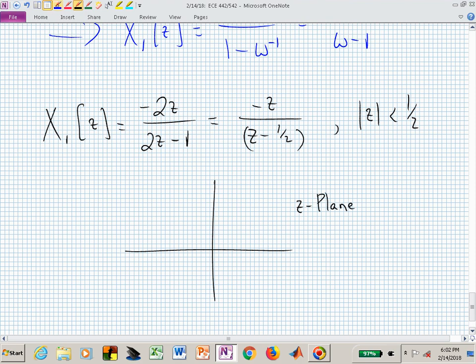And in this case, then, we can sketch the pole zero diagram in the complex z-plane together with the region of convergence. Where's a 0? Do I have a 0? I have a 0 at the origin. Do I have a pole? At 1/2, so I can draw that here. And where's my region of convergence?